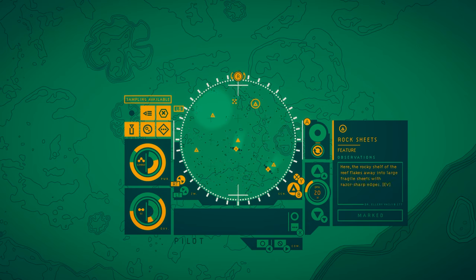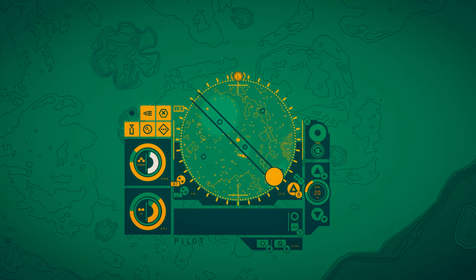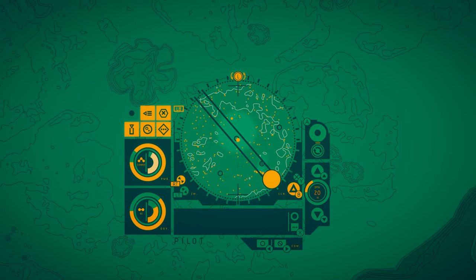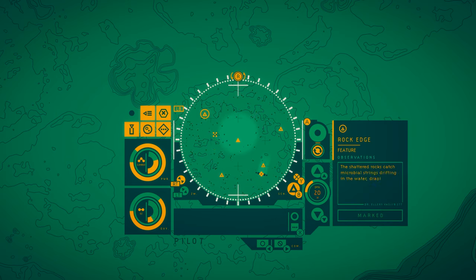Rock sheets. Here the rocky shelf of the reef flakes away into large, fragile sheets with razor-sharp edges. So I think this is a safe zone for now. We see it's like lighter around here. Yeah, I wonder how long that lasts. Hello, creature. Rock edge. The shattered rocks catch microbial strings drifting in the water, draping themselves in a shifting web of hair.